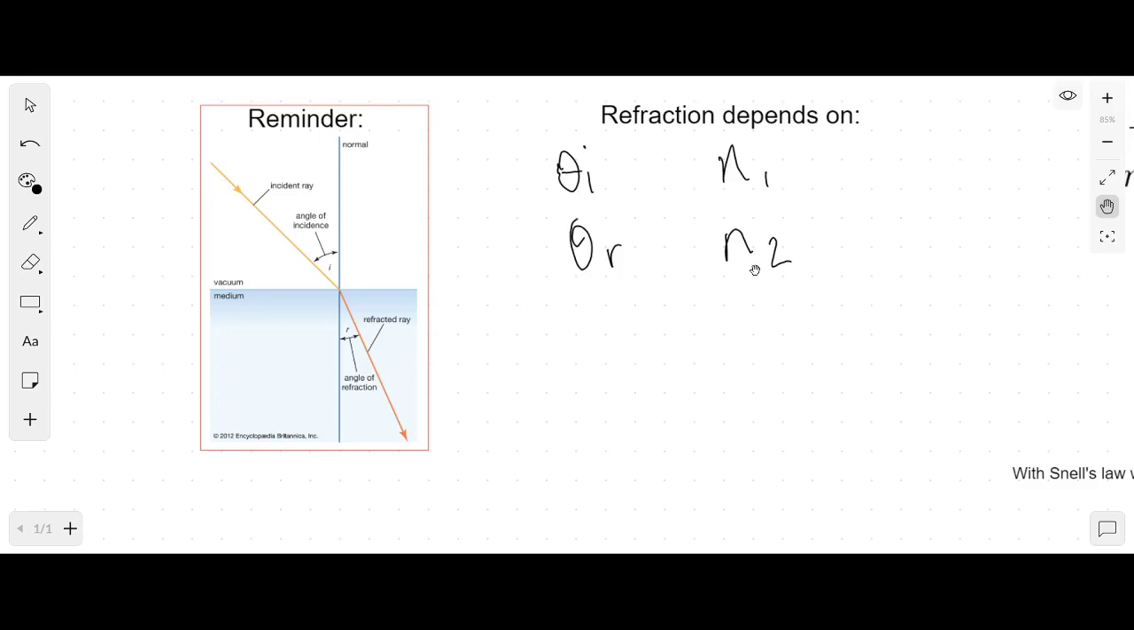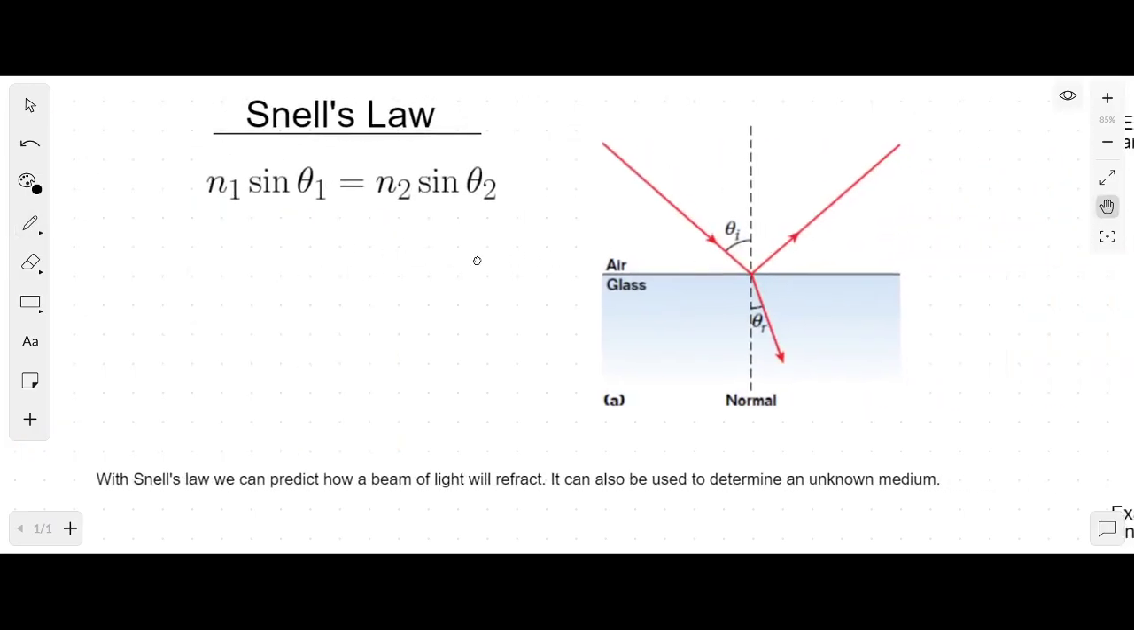And basically in all of your sciences, and especially physics, when you determine what variables something depends on, that gets you a lot closer to determining what the equation will be. So if you just look at theta I and theta R, N1 and N2, if I click this and drag to the left, you'll see that this equation includes only those variables. So let's talk about that.